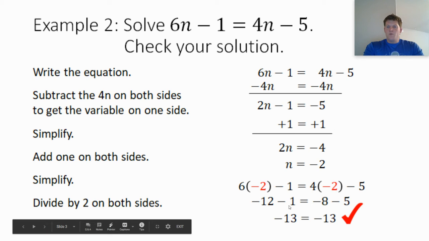So I have -12 minus 1. I have -8 minus 5. Combine those together. Gets me the same answer on both sides, -13. So we're 2 for 2.